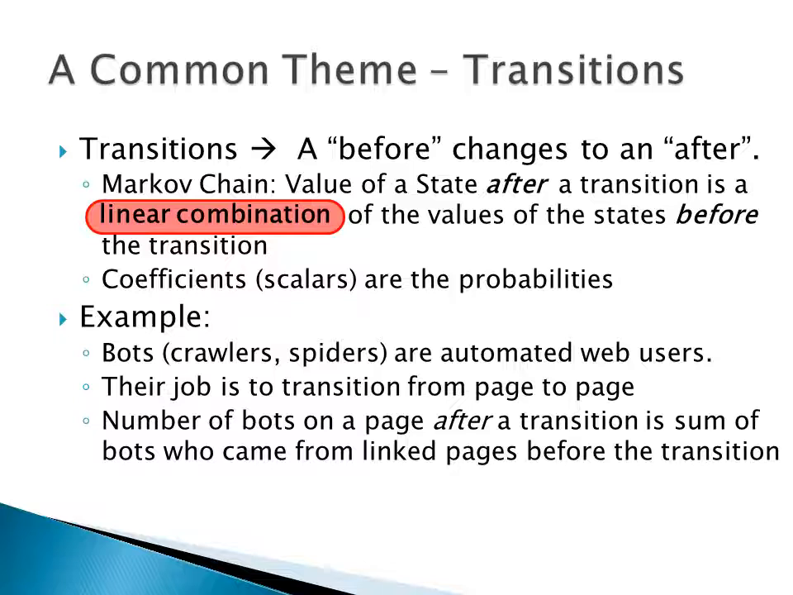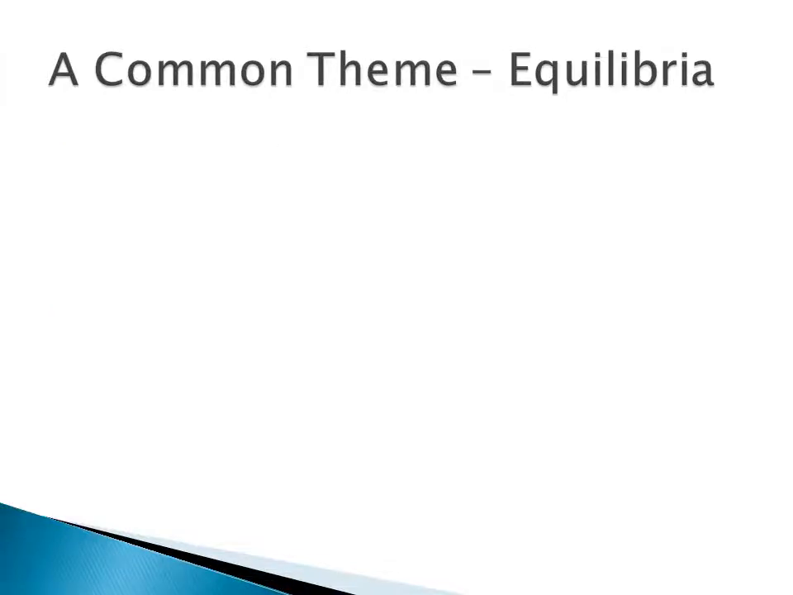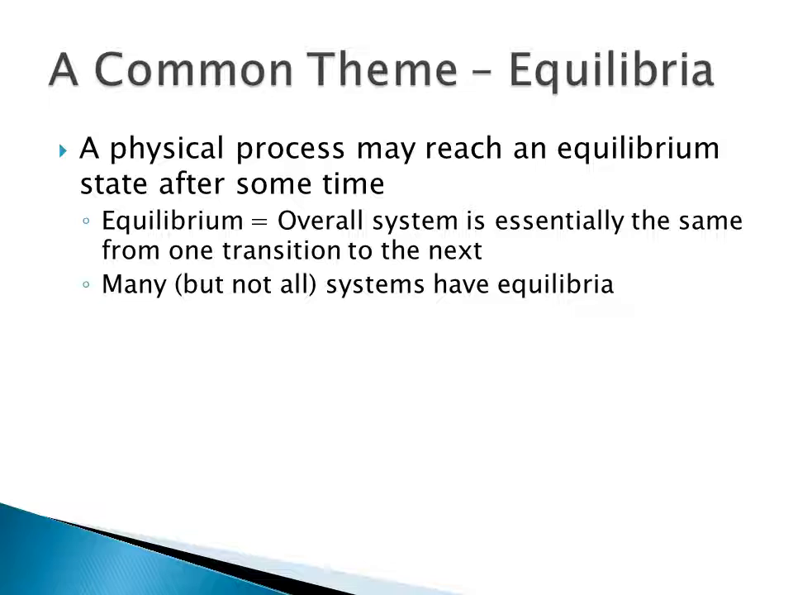We'll look at web bots, crawlers, spiders, Autobots. They have different names. These are automated web page users, and they move from page to page, and the number of bots after a transition is the sum of all the bots, a linear combination of those who came from before the transition. The third thing we'll see is equilibria.